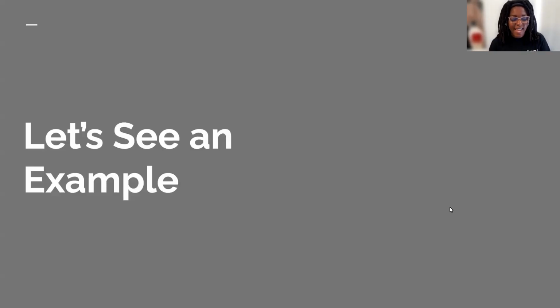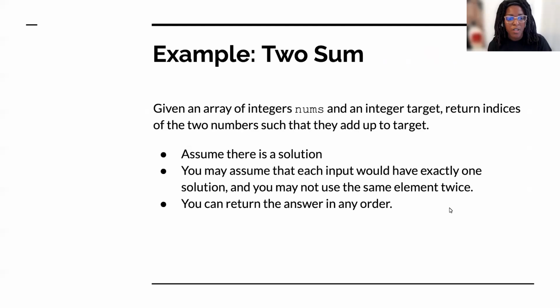All right, let's see an example. Two Sum, I love this problem. Given an array of integers nums and an integer target, return the indices of the two numbers such that they add up to the target. You can assume that there's only one solution, and you are only going to use the same element once. You're not going to use it twice. And you can return the answer in any order.